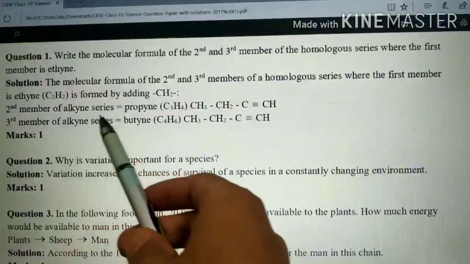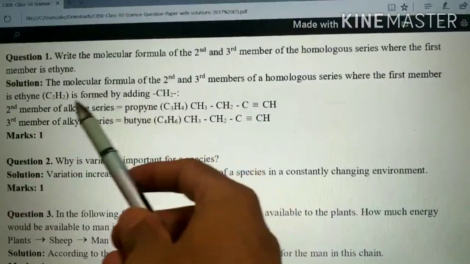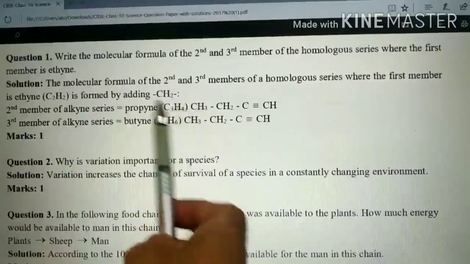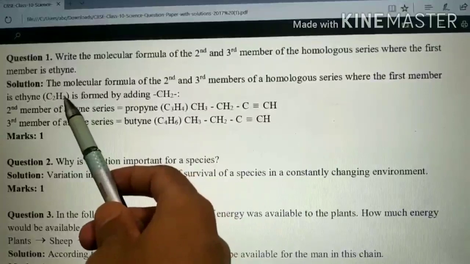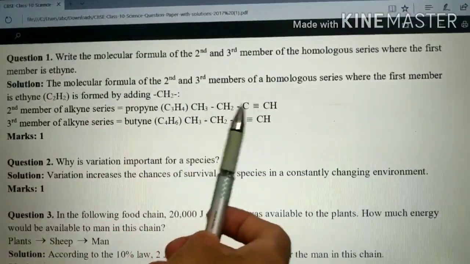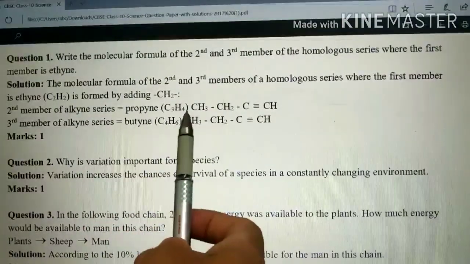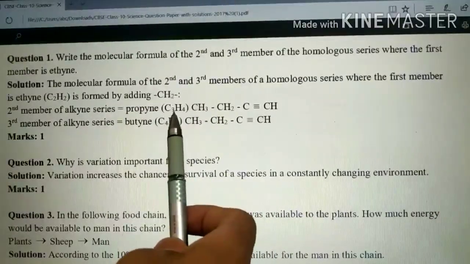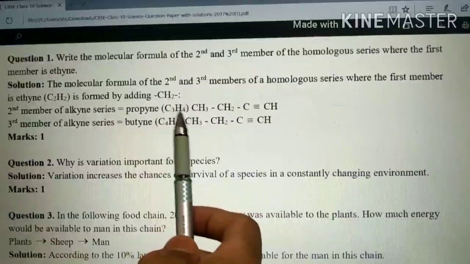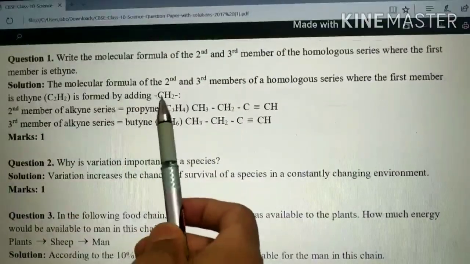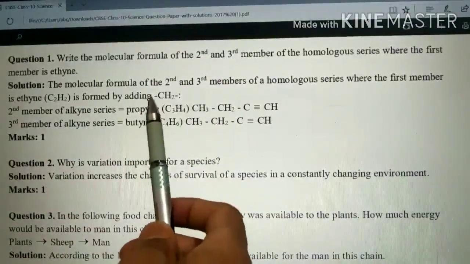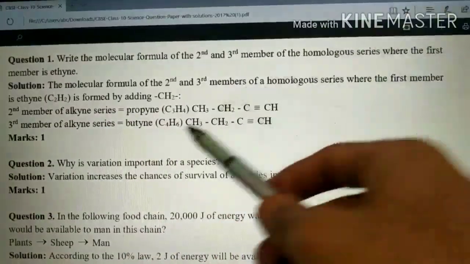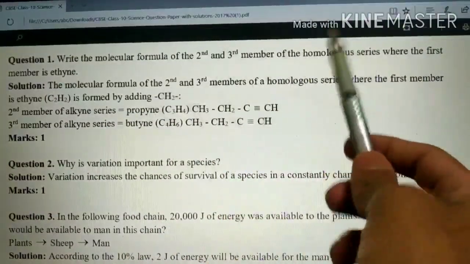So the second member of the alkyne series: the first member is C2H2, adding CH2 gives 3 carbon and 4 hydrogen, so C3H4. The structural formula is not required, you have to write only this. Next, adding CH2 to this gives the third one, butyne: 4 carbon and 4 plus 2, 6 hydrogen, C4H6. That is the next member of the homologous series.